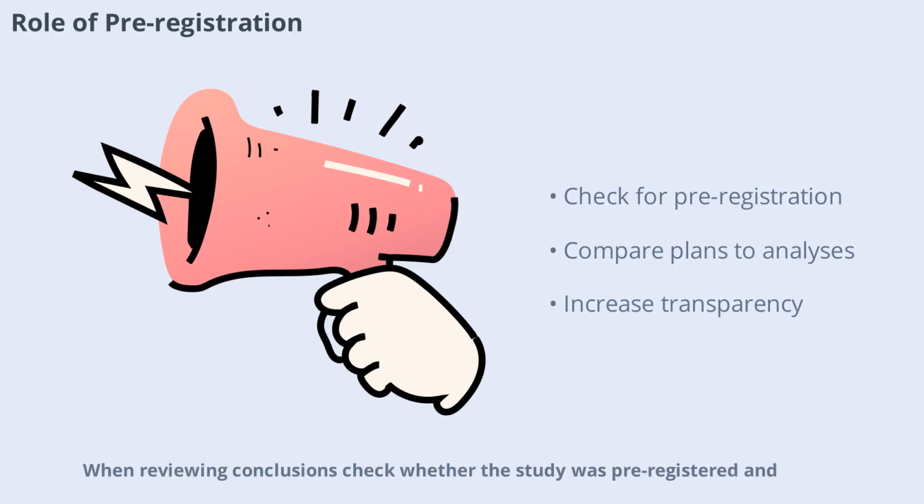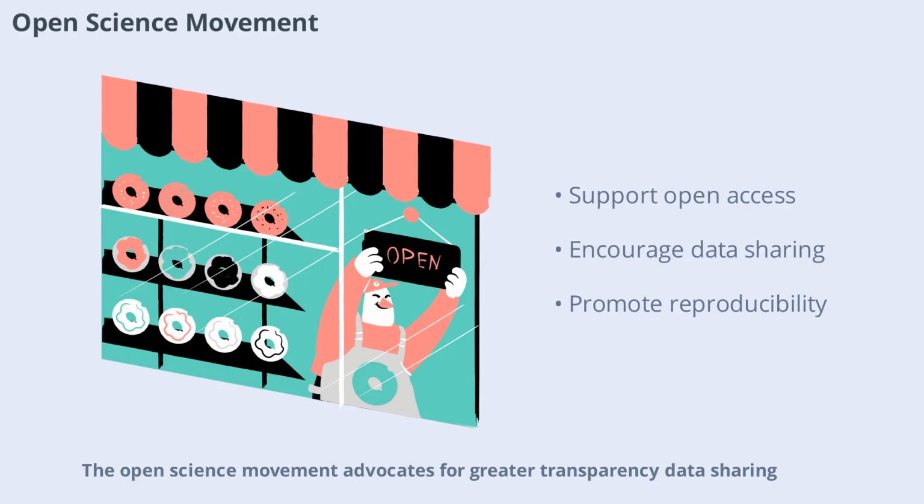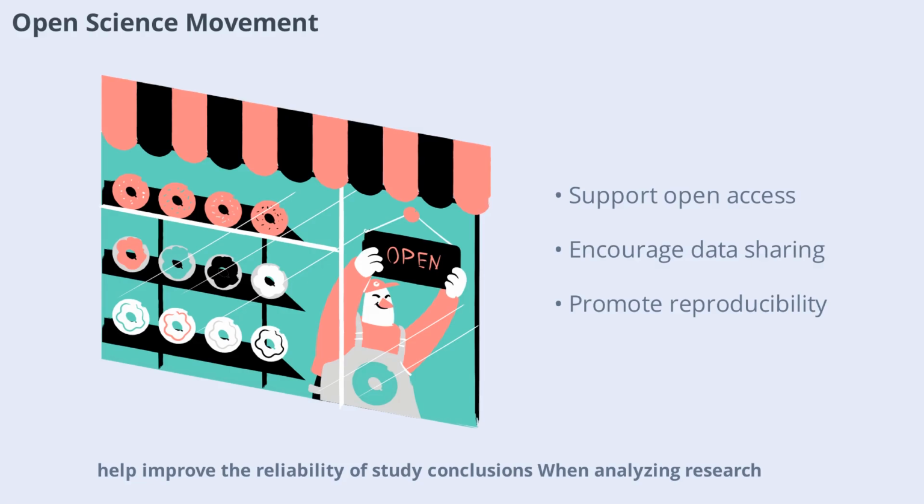When reviewing conclusions, check whether the study was pre-registered and whether the analyses match the original plan. The open science movement advocates for greater transparency, data sharing, and reproducibility in research. Open science practices such as sharing data and code, pre-registering studies, and publishing in open access journals help improve the reliability of study conclusions. When analyzing research, look for evidence of open science practices.